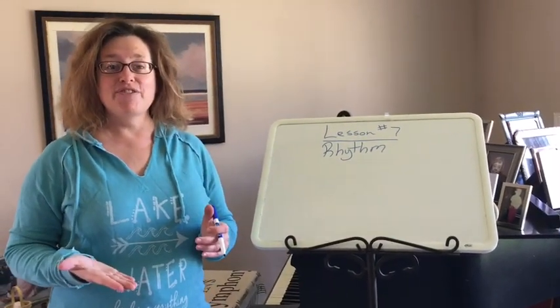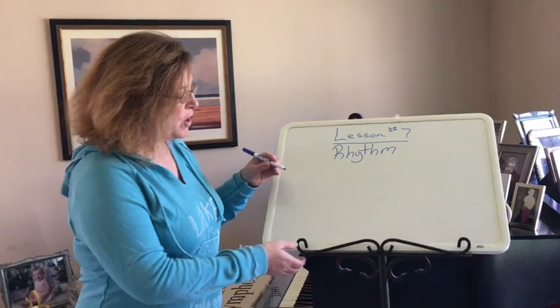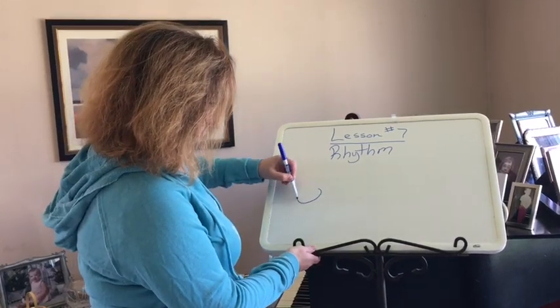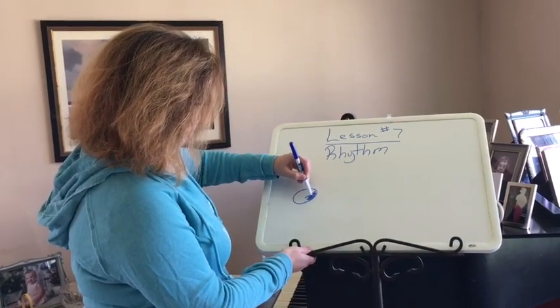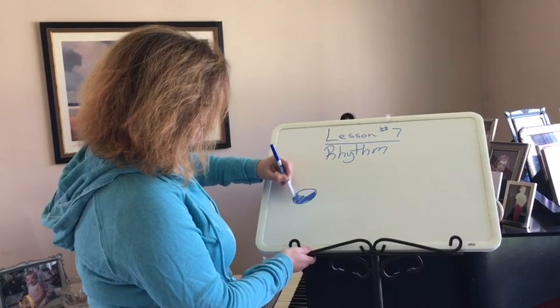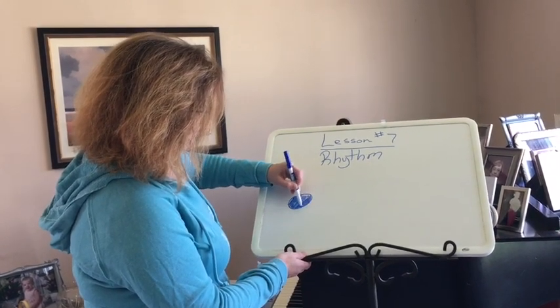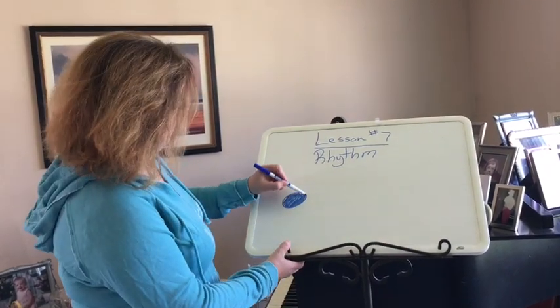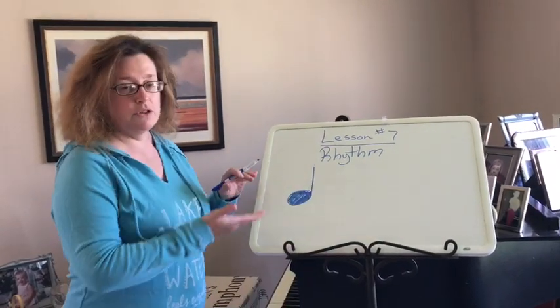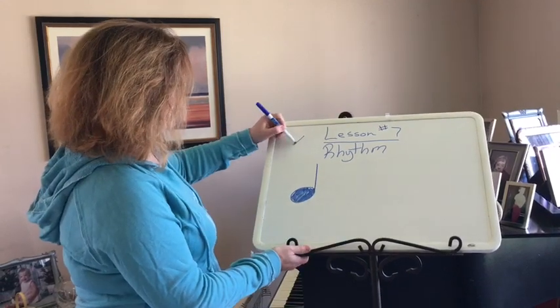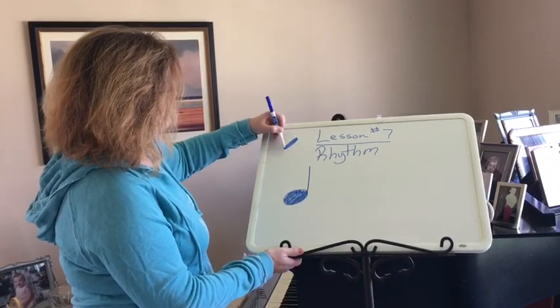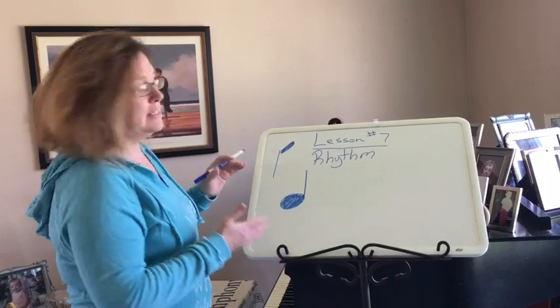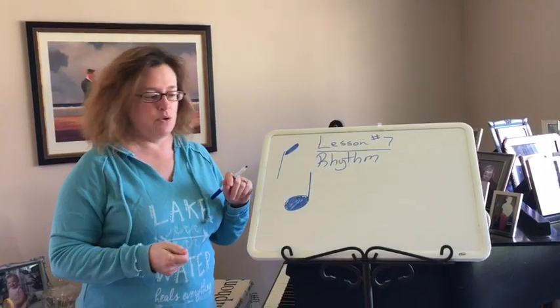So we're going to start off today with a quarter note. A quarter note is a circle, because we know the circles in music are called notes, and that circle gets colored in, and it gets what we call a stem. Quarter notes can look like this, or they can go upside down. It doesn't matter. Either way, it's a quarter note.